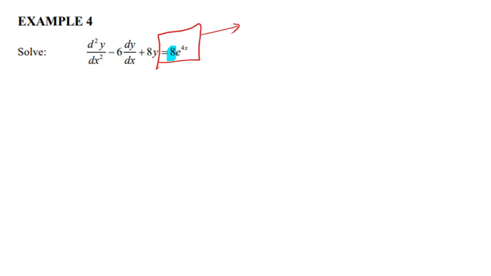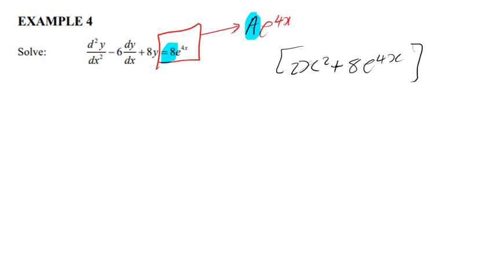So this one will be a e to the power 4x. The coefficient is a. Where there's a number, you put a. Let's say, for example, you had 2x squared plus 8e to the power 4x. You have to change this to coefficients. You're going to have ax squared plus b e to the 4x. That's your coefficient method.